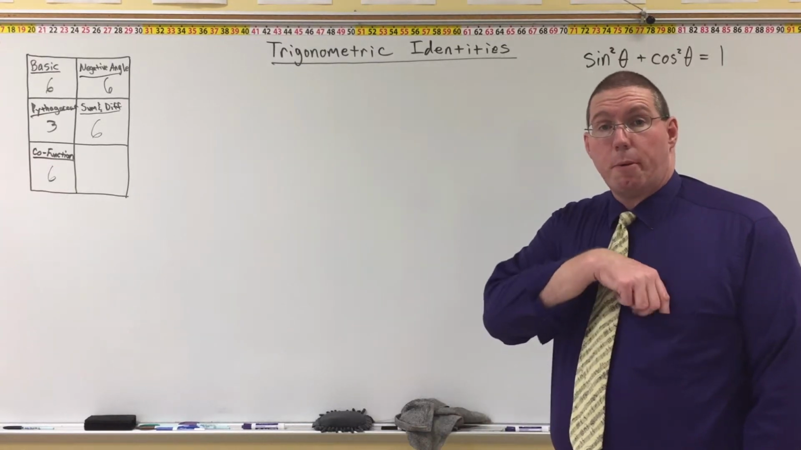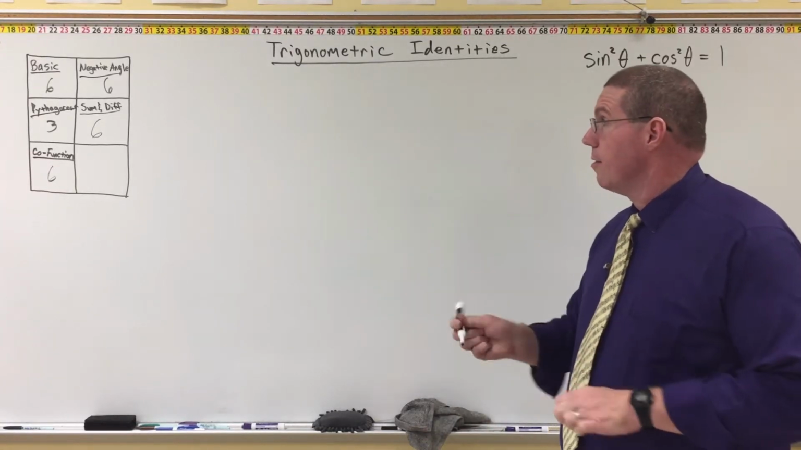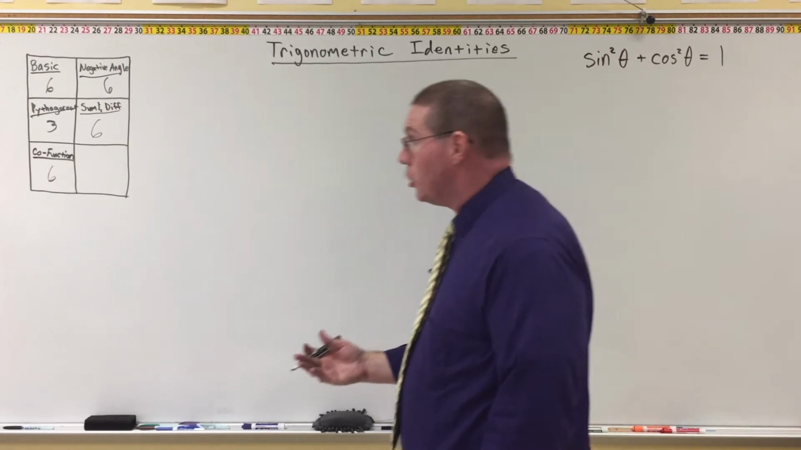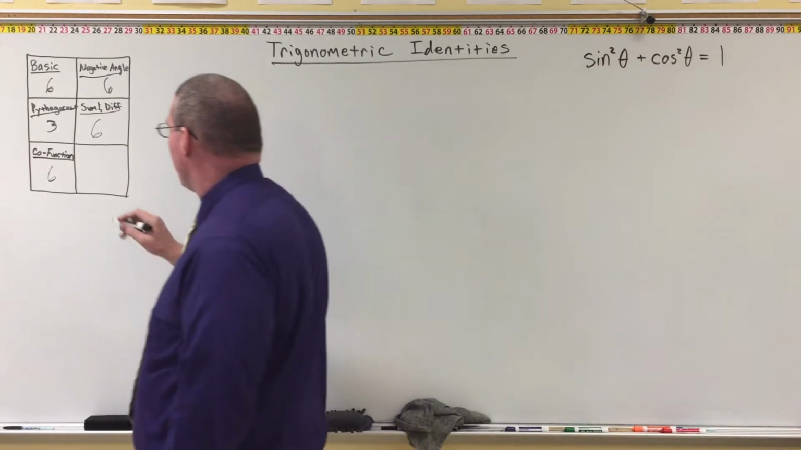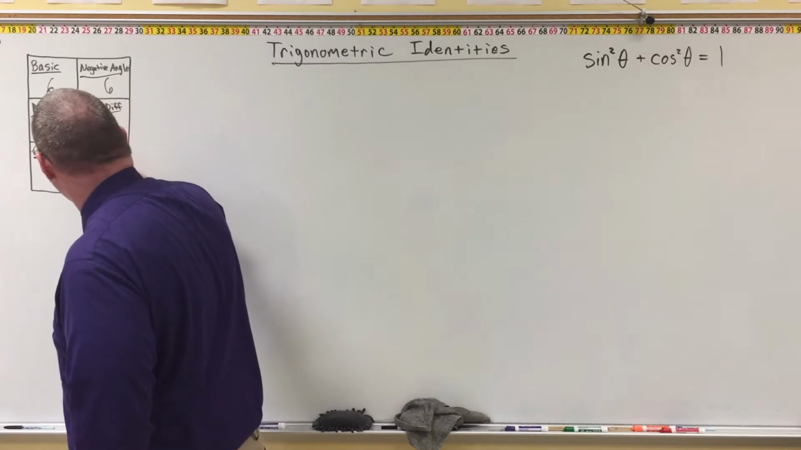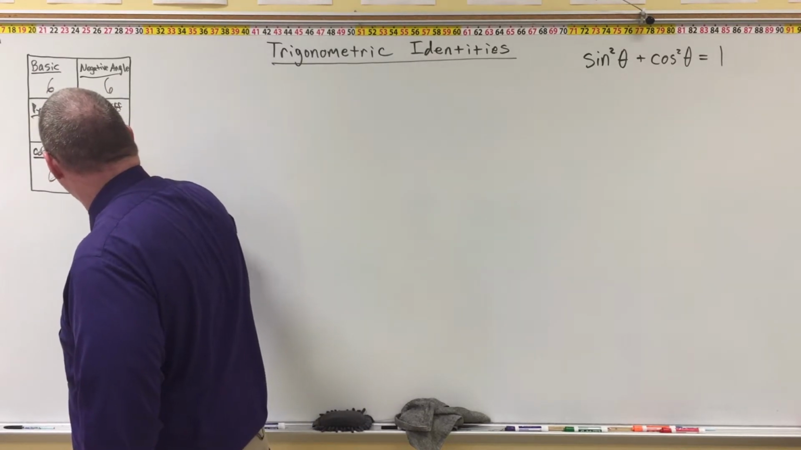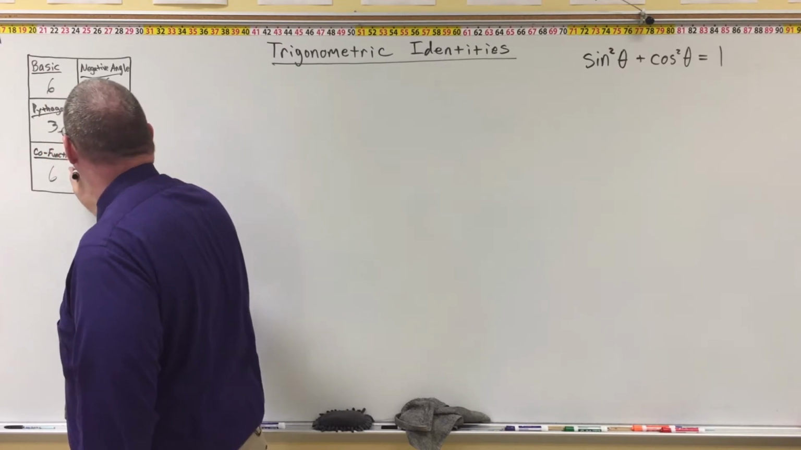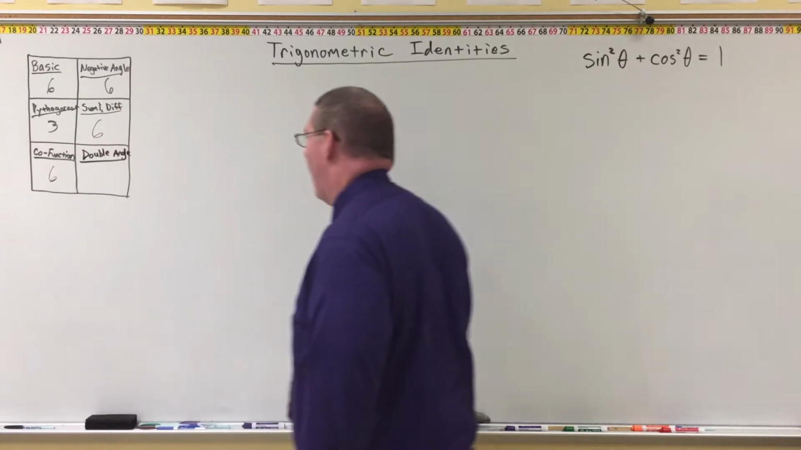All right, now let's finish up our basic trig identities here, the foundational ones. We're going to finish up with what are called the double angle identities or double angle formulas. So down here you're going to put double angle. Okay. Well, what do I mean by double angle?